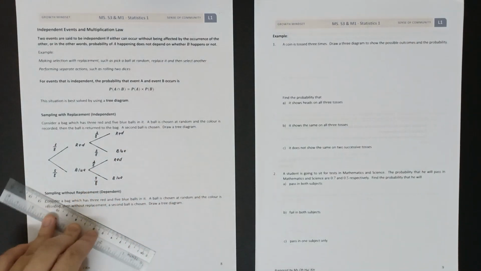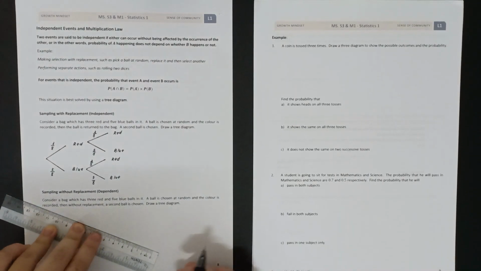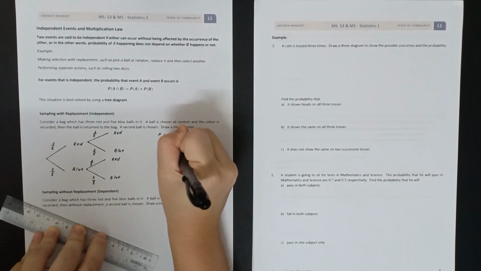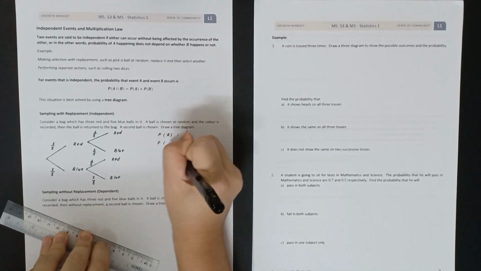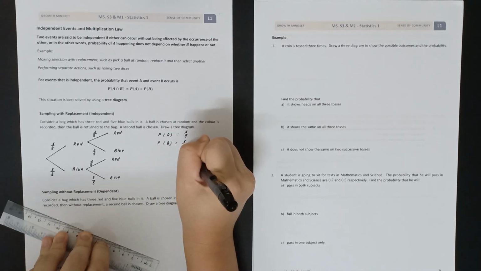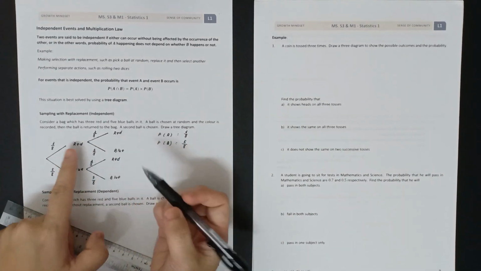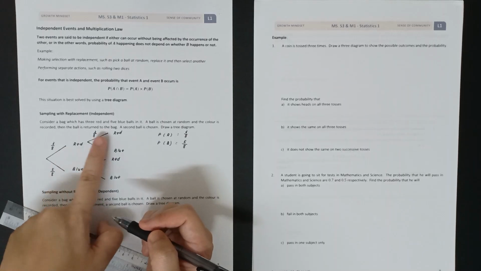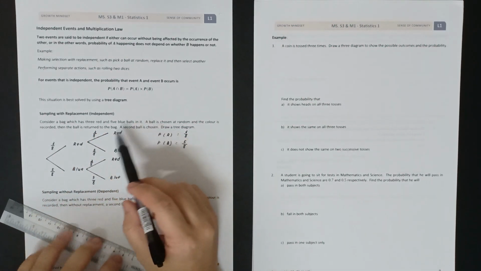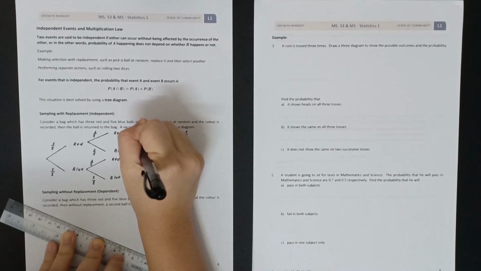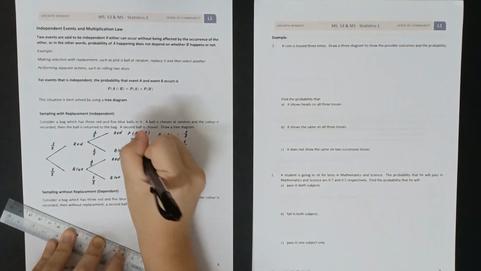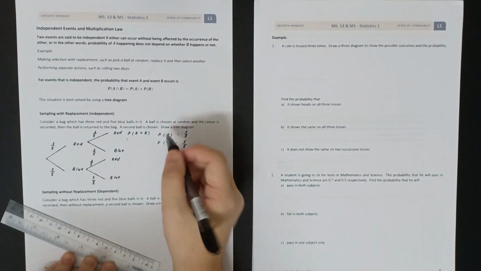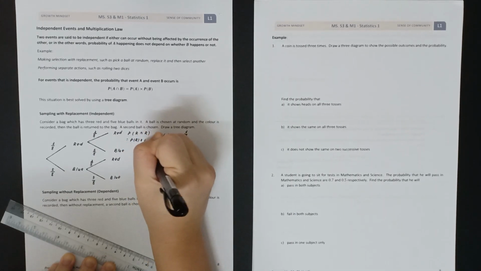What you can realize here is that the probability of getting a red ball is 3 over 8, and the probability of getting a blue ball is 5 over 8. If I want to find the probability of getting a red ball and a red ball, I use 3 over 8 times 3 over 8, right? So the probability that I get R for the first one and also red for the second one equals 3 over 8 times 3 over 8, which is basically P(R) times P(R).